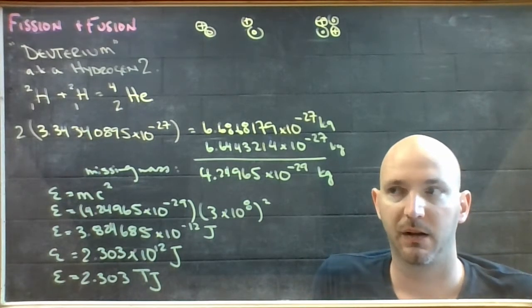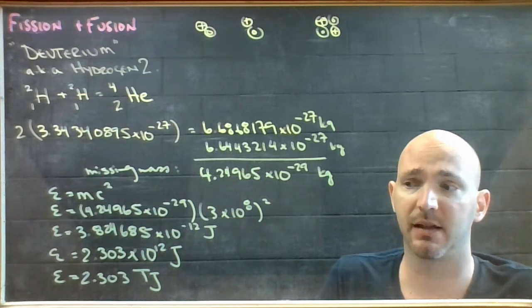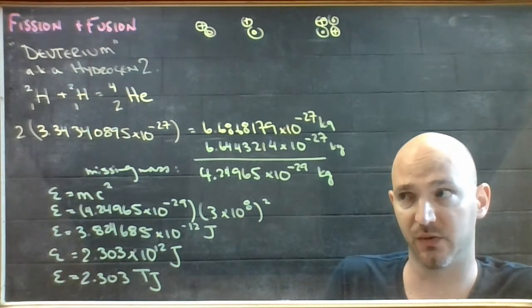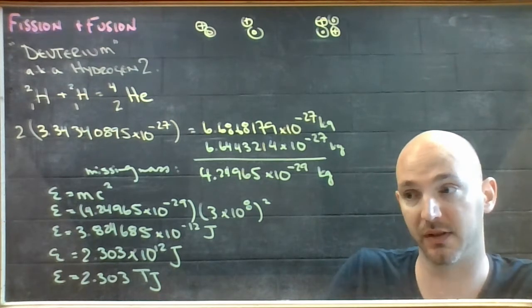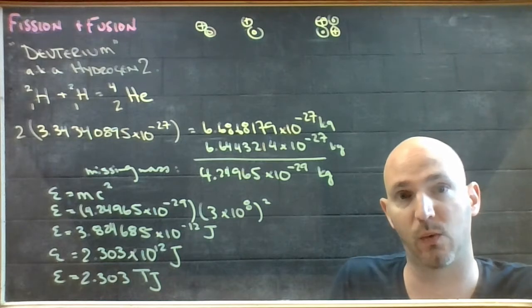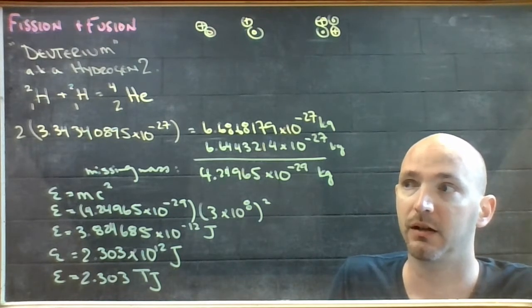So the production of 1 mole of helium through this process ends up releasing 2.3 terajoules. Now that is less than what we had from the fission, but it's comparable. It's in the right power of 10. But here's the difference.